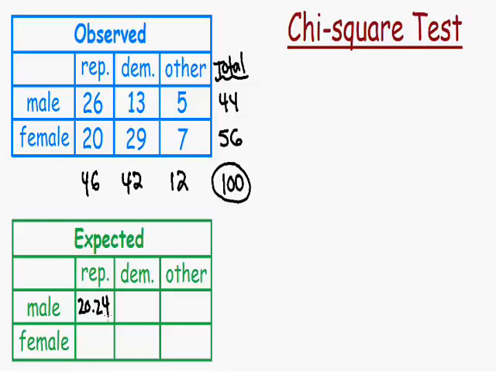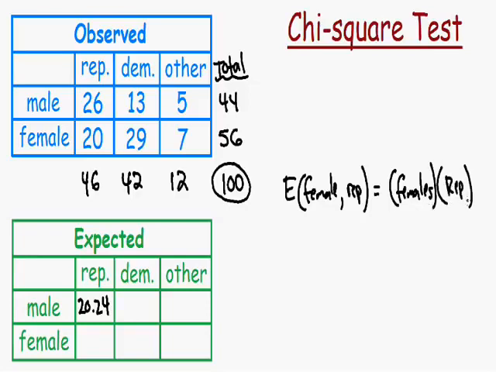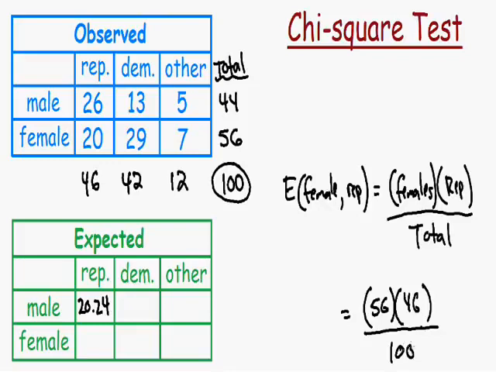So now let's do the same exact thing for the female Republicans. How many female Republicans do we expect? The expected number of female Republicans is equal to the total number of females multiplied by the total number of Republicans, all divided by the grand total, the total number of people in the group. So if we plug everything into this formula, we have the total number of females, which is equal to 56. So we have 56 females multiplied by the number of Republicans. We know that we have 46 Republicans, so this is multiplied times 46, all divided by the grand total, which we know is equal to 100.